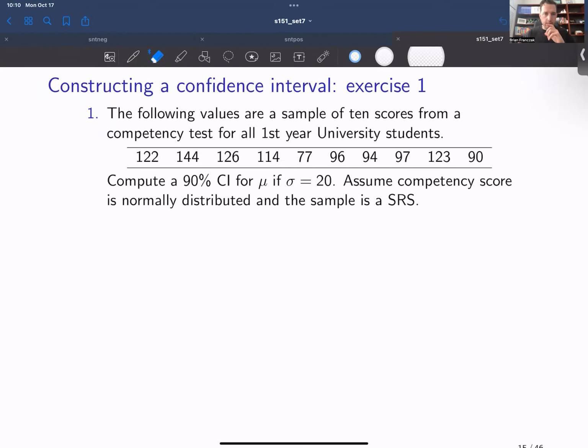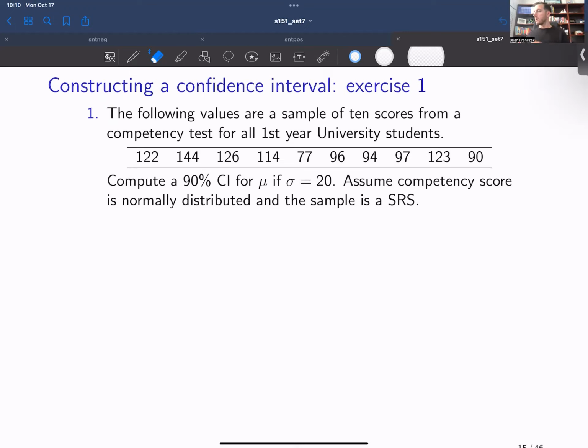Now, in this exercise, we want to compute a 90% confidence interval. So it says compute a 90% CI for mu. That means 90% confidence interval. We are told sigma is equal to 20. We are told that we can assume the competency score is normally distributed and that the sample is a simple random sample.